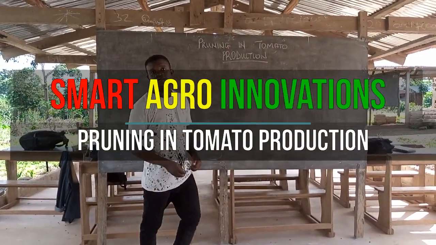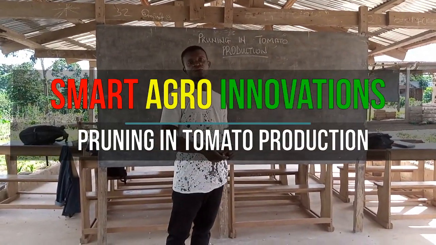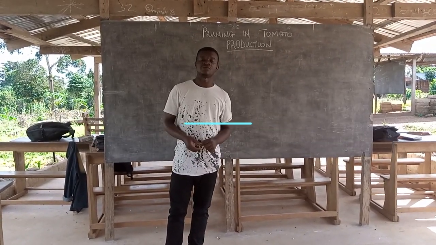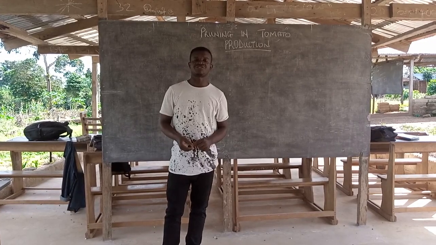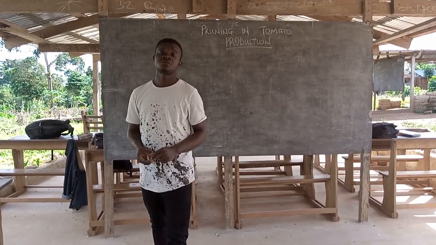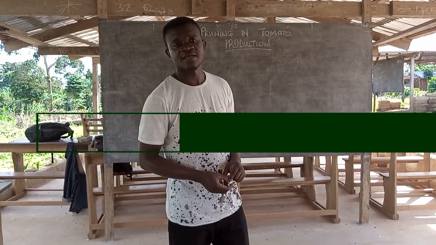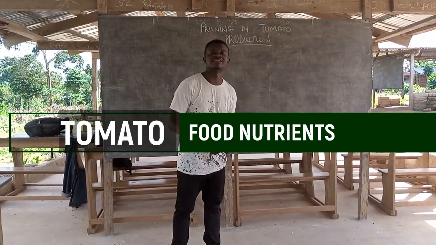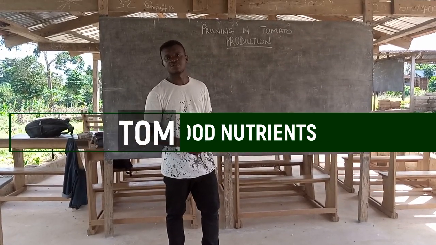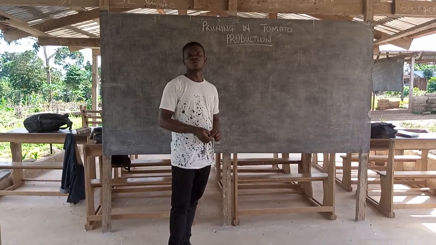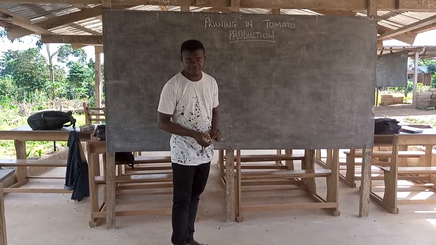Today we are going to talk about tomato production. Tomato, in an actual sense, is a vegetable which is rich in vitamins. And vitamins, for all we know, are an essential food nutrient needed in our diet. Therefore, tomato is a source of vitamins which promote growth and development.